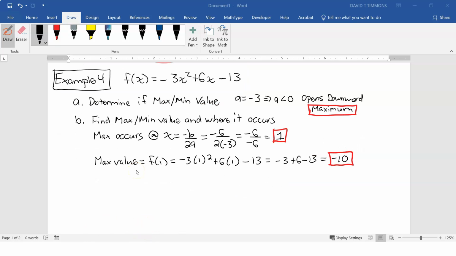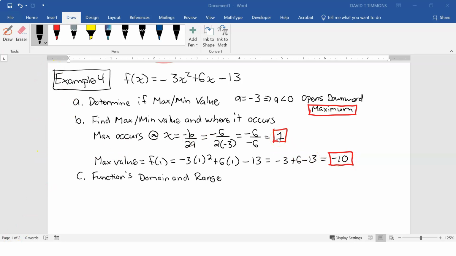Now that we know the x value where the maximum value occurs, we are just going to substitute that value into f of x to find the actual maximum value. So we'll substitute x equals 1 into our equation, and eventually after evaluating, we come up with the value of minus 10. But remember, these are really the coordinates of the vertex. The vertex, if we were to plot it, would be at (1, minus 10).